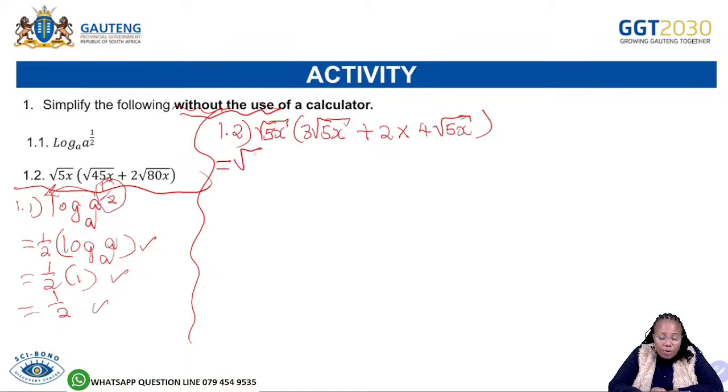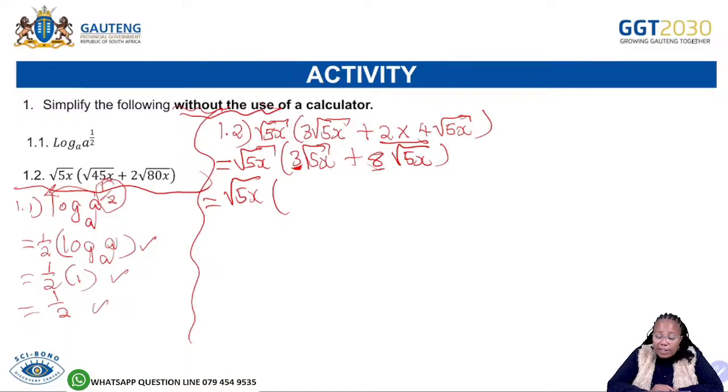And then now we have square root 5x into 3 square root 5x. Getting these two, it will be 8 square root 5x. And then now still inside the bracket, square root 5x into 3 square root 5x plus 8 square root 5x. It's like 3 apples plus 8 apples. You'll be having how many? 11 apples in your bag. Okay, so the same applies here. We are adding 3 square root 5x plus 8 square root 5x. So we are adding the same thing. That will give us 8 square root 5x's.